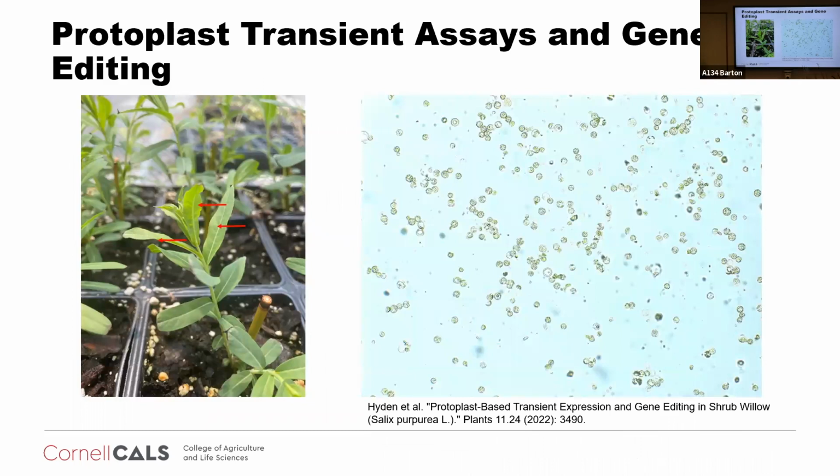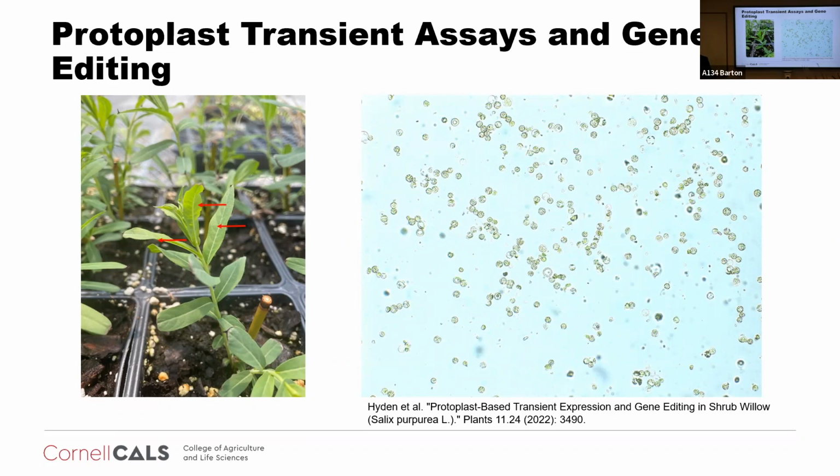So now I want to finish off the talk by talking about another project I did this spring at Oak Ridge, where we looked at developing protoplasts for transient overexpression and CRISPR knockout in shrub willow. So as I mentioned earlier, we cannot generate stable transformants in willow. Many people have tried, many people have failed. And so because of that, our functional genomics resources for shrub willow are quite limited.